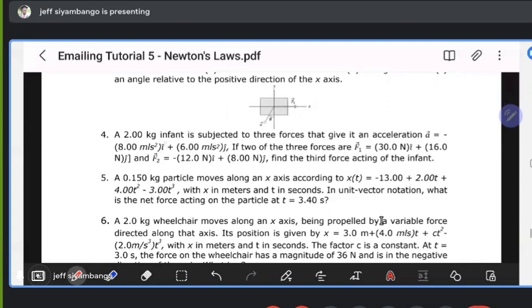A 2 kg infant is subjected to 3 forces that give it an acceleration of this. See this? Unit vector notation. If two of the three forces, F1 is that and F2 is this, find the third force. They've given us F1, they've given us F2, but this infant is subjected to three forces, so find the missing one. They've given us the acceleration and the mass of the infant.